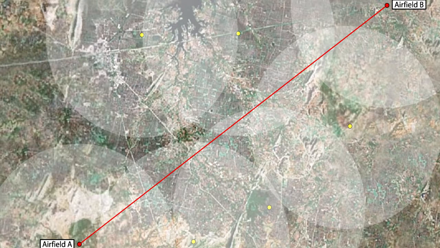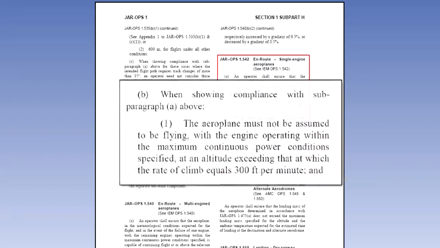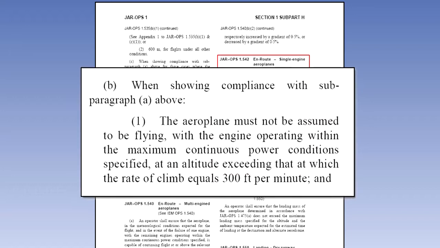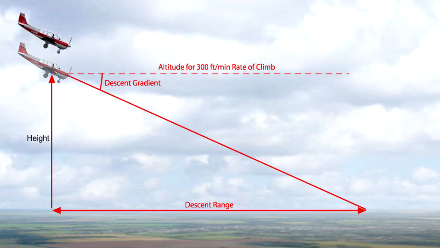However, when planning the altitude, another regulation must be borne in mind. JAROPS 1 states that when complying with the safe forced landing rule, the aeroplane must not be assumed to be flying, with the engine operating at maximum continuous power, at an altitude exceeding that at which the aeroplane's rate of climb equals 300 feet per minute. What this rule effectively does is to limit the maximum altitude that can be used in order to comply with the forced landing rule. An aeroplane may operate at higher altitude than this regulation prescribes, but the operator may not use the higher altitude in his calculation of glide range to a safe landing area.